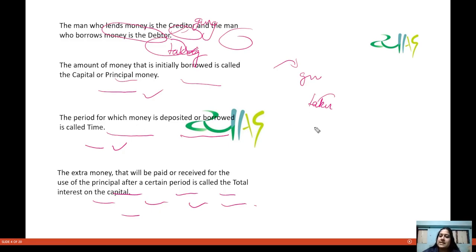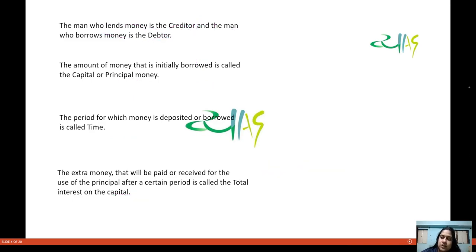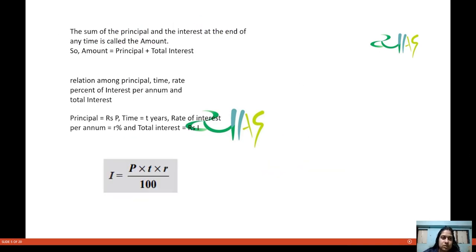So basically we have rate of interest, we have time, we have principal, and we have amount. And the best thing that we have is interest, because this is actually the gain we are getting. So I think now you must have understood these things.